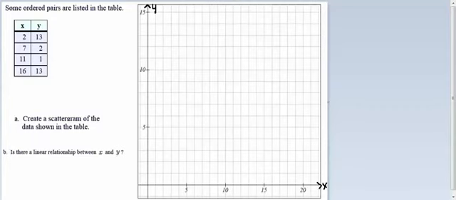In this example, we're given a table with some sets of ordered pairs, and we're asked to first create a scattergram of the data shown in the table. So the first thing we want to think about as we begin to graph this data is that we can think about each pair of values in the table as an ordered pair, and since the values are called x and y, x is going to be our independent variable on the horizontal axis, so that will come first, and then y would be 13. So those two values given there, 2 and 13, correspond to the ordered pair 2, 13.